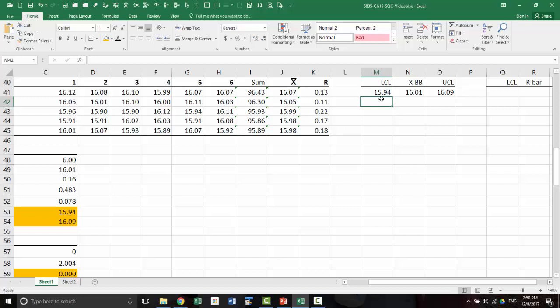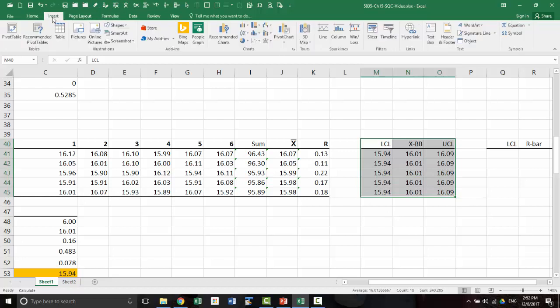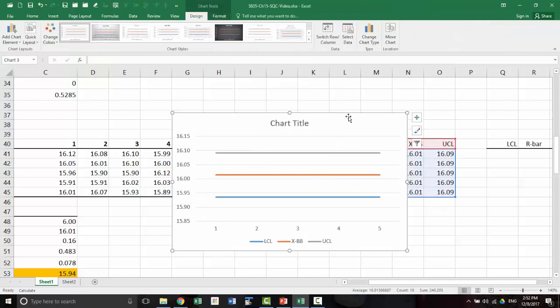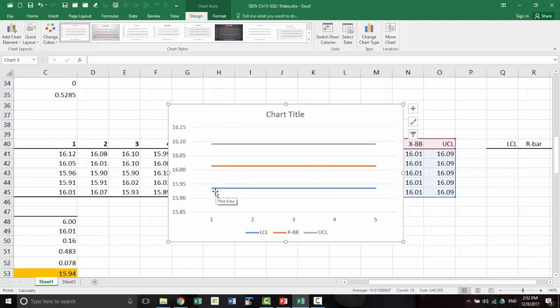We need these same points repeated for each sample. If you set the second row equal to the first row, then the same number will get repeated, right? So these 3 will give us the 3 horizontal lines. We're going to plot these 3 horizontal lines first. It uses the first row as labels: the lower control limit, the middle line, and the upper control limit.